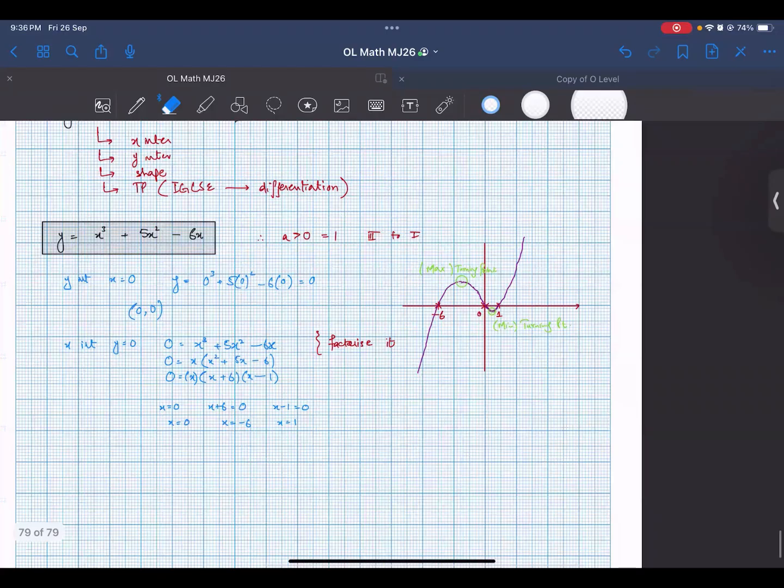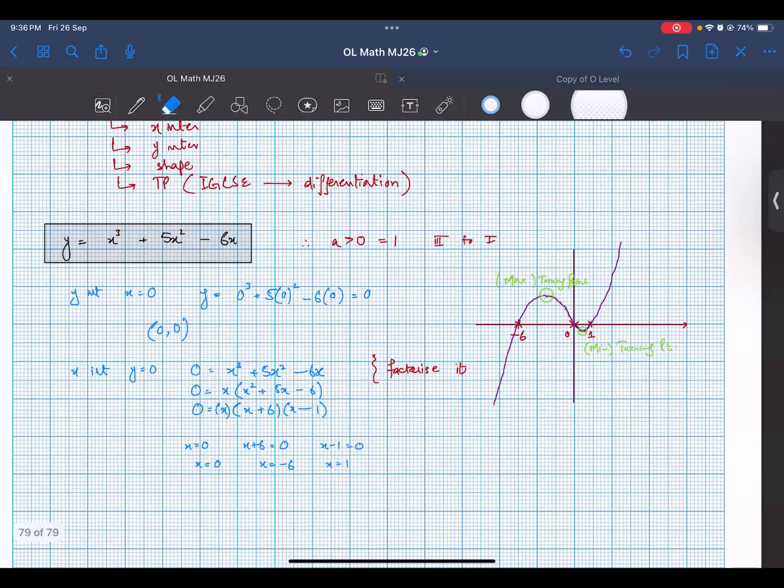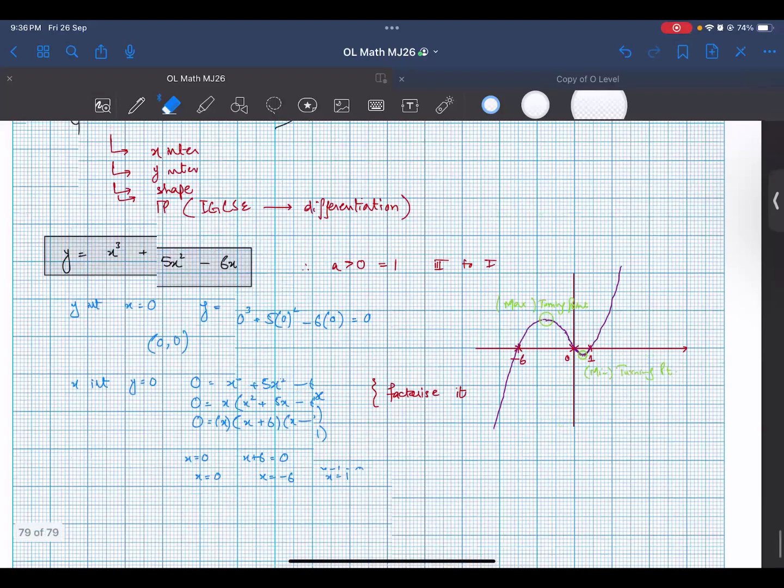This is how you sketch the cubic graph. So you found the x-intercept, the y-intercept, and then the shape. For the shape, you found where it will start and where it will end according to the a value. Any questions, anyone?